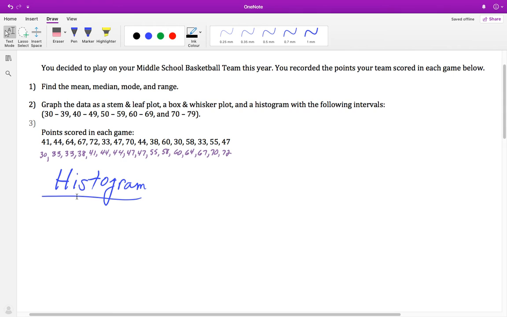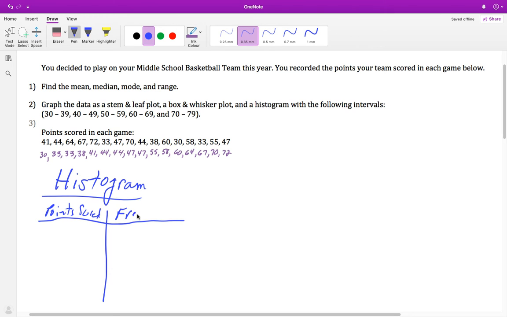All right, so the next one is your histogram. Now, if I don't give you your frequency table, you need to make one. So when you're making your frequency table, you need to create, actually, I'm just going to redraw this a little bit to make sure that I have enough space. The first thing I'm going to do is create it like it's the T-chart, and then I'll just close it off at the end. So we would have points scored.